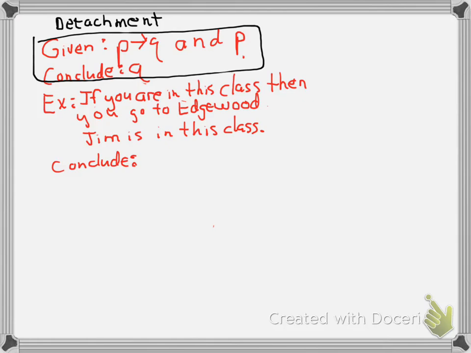So suppose we have if P then Q, and we also know that P is true. We're allowed to conclude Q is true. We're going to go through a series of examples here.